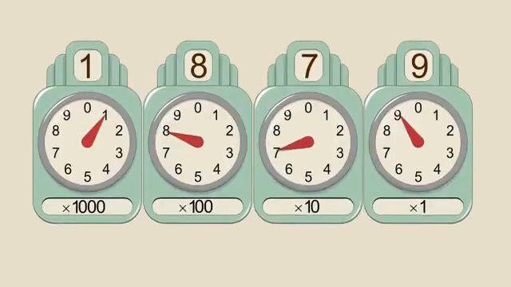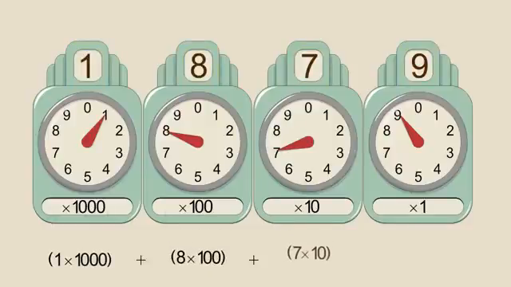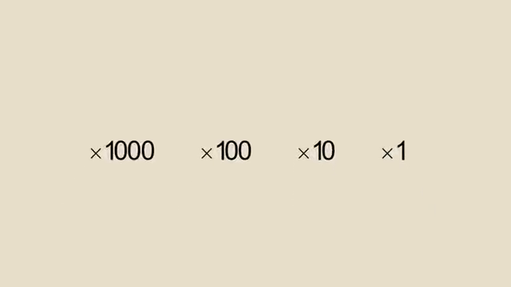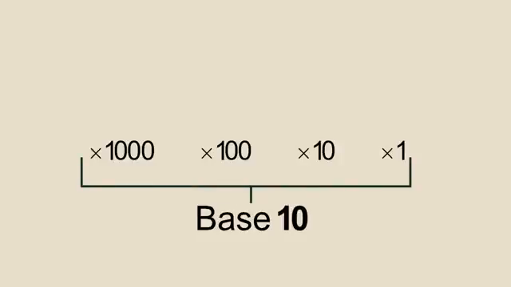For example, the value of the decimal number 1879 is 1 times 1000 plus 8 times 100 plus 7 times 10 plus 9 times 1. In any positional notation, each column's multiplier differs from the adjacent column by a constant multiple called the base of the number system. In the decimal system, each column multiplier is 10 times the previous column. Therefore, the decimal system is called a base 10 number system.